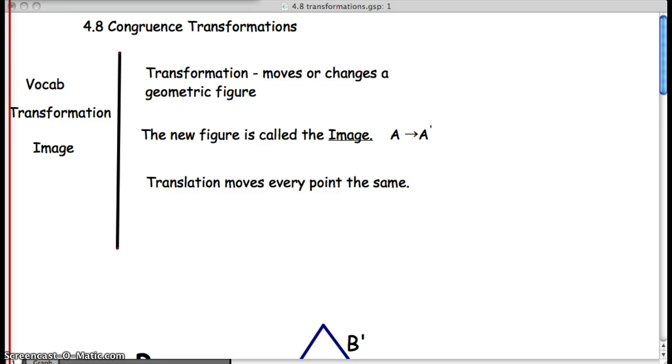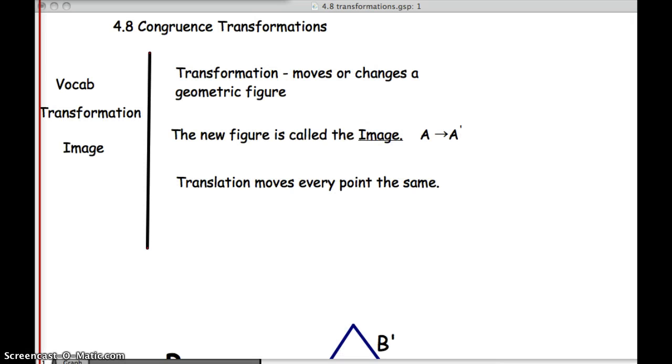Okay, this is our last section. We're going to talk about congruence transformations. Basically, this is something that you should have already learned prior to this year.